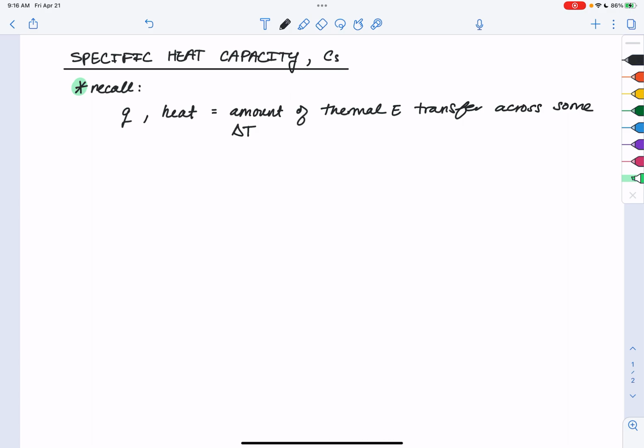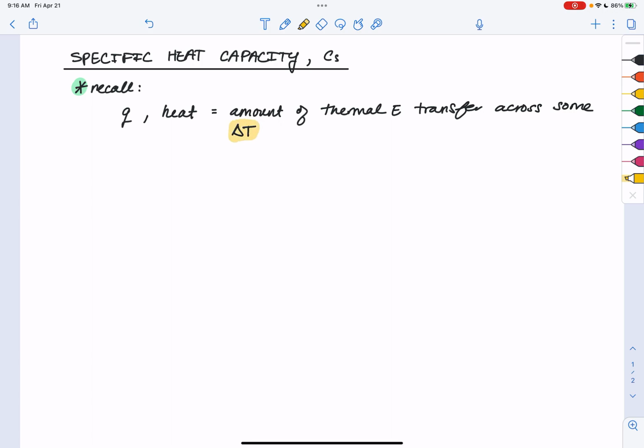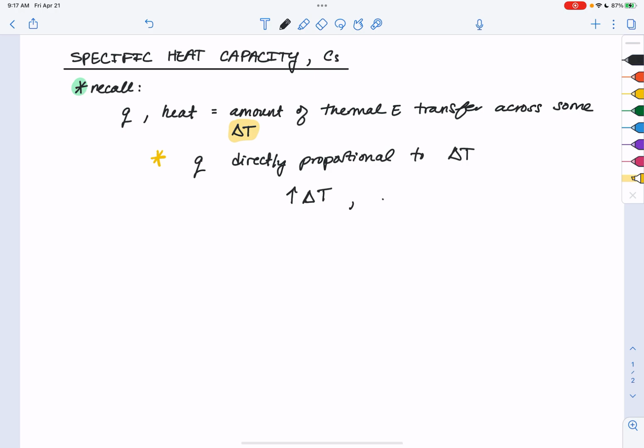So, why are we reminding ourselves about the definition of heat? Remember, heat ultimately relates to some change in temperature. And we came up with this relationship at the end of our lecture on Wednesday, where we determined that heat has some kind of direct proportionality to whatever that temperature difference is, delta T, because as we increase the change in temperature, we're going to increase the amount of heat that's exchanged across that temperature difference.